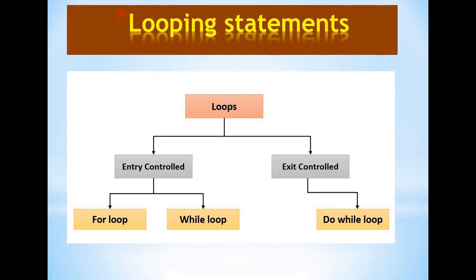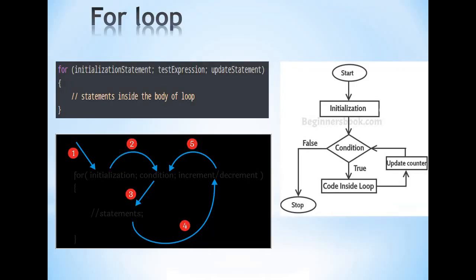So there are two types of loops available. First one is entry controlled, second one is exit controlled. In the entry controlled loop there are two loops, for loop and while loop. In the exit controlled loop there is only one loop, that is the do while loop. So let's see the for loop.